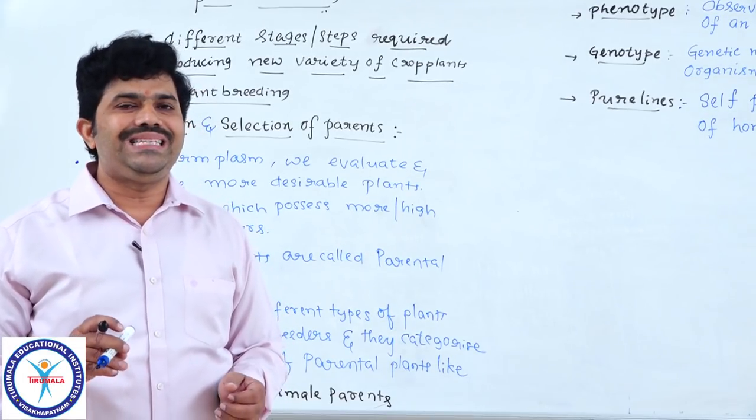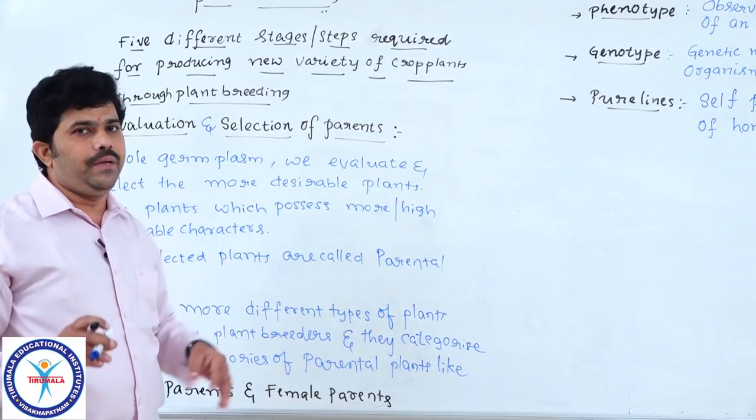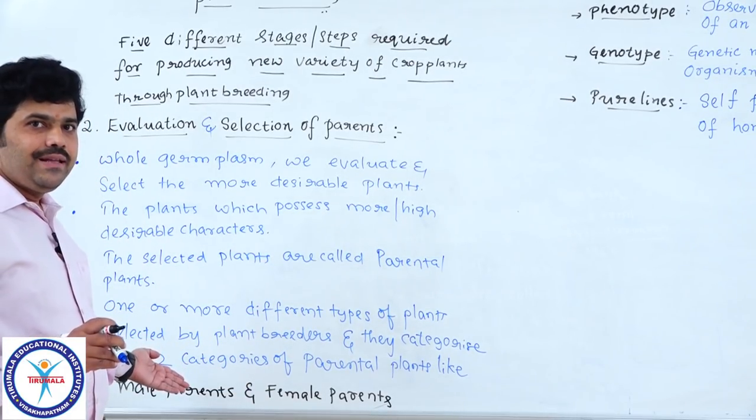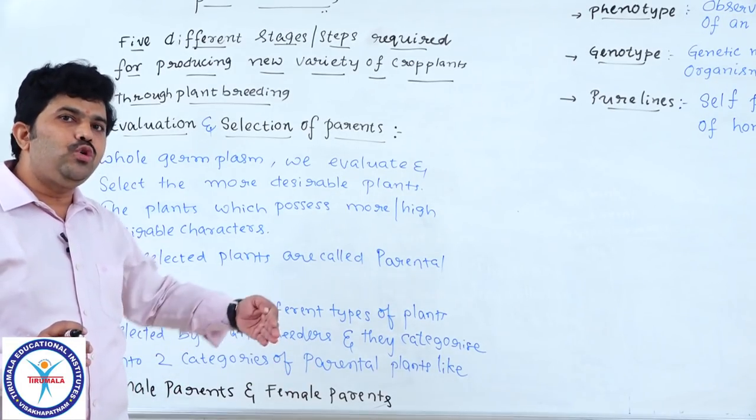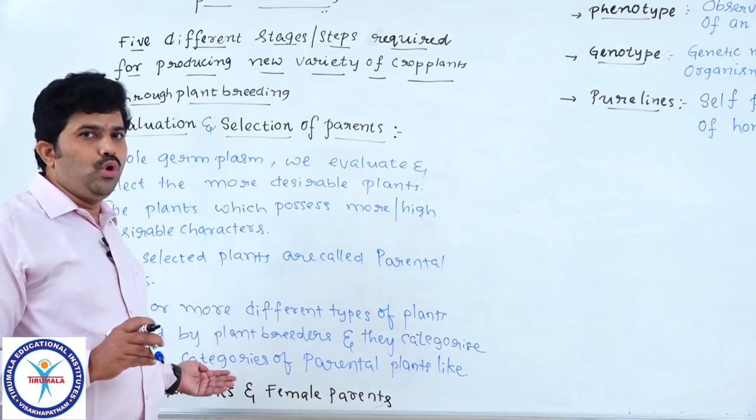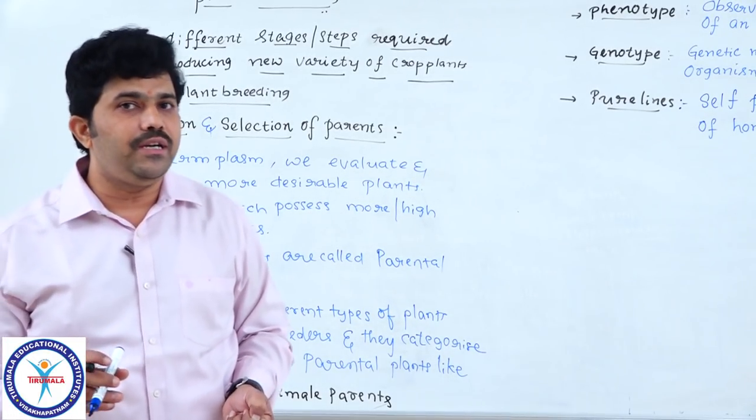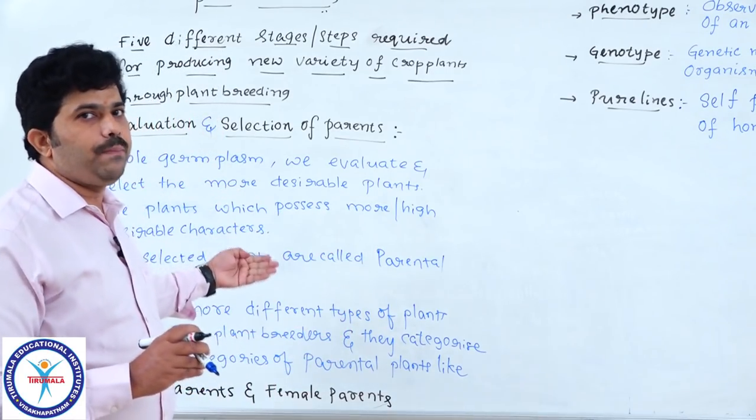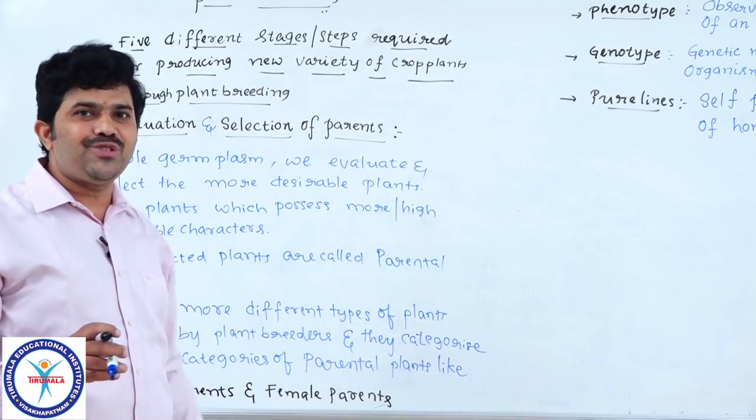The third step of plant breeding is cross hybridization among the selected parents. Here we have already selected parents in two categories: male parents and female parents. Now we are ready to do the cross hybridization between those two categories of plants, the male and female selected parent plants, which we obtained from the second step of plant breeding, evaluation and selection of parents. Now got the point, students?